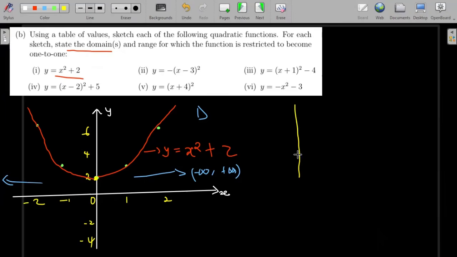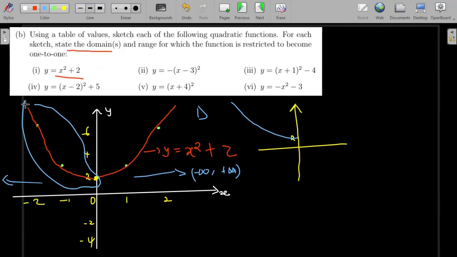The other part, if I can just draw a rough sketch of the graph that will remain, if this is my 2 here, the graph that will remain will be this one here, starting at 2 and going like this. So just this part of the graph here. We have restricted the domain. The domain here will be from negative infinity all the way to here, where we know that is 0. So this is the restricted domain that makes this function one-to-one.